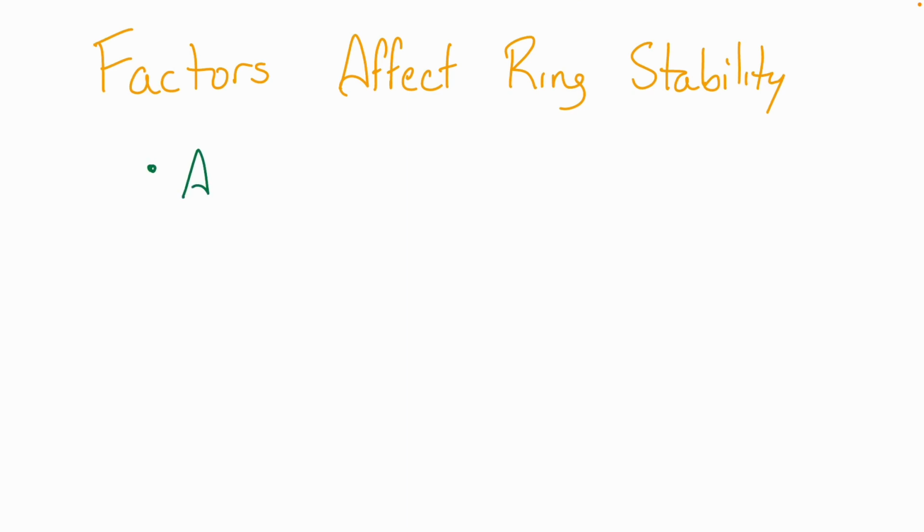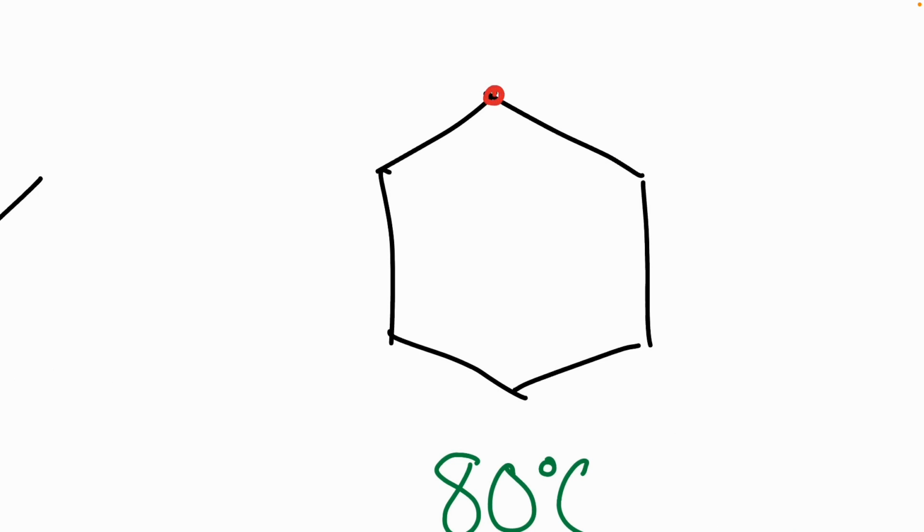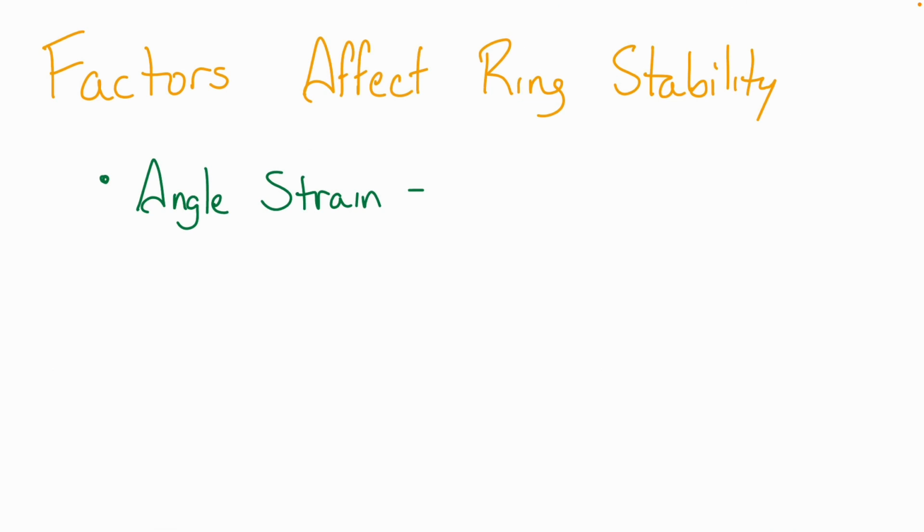The first one is what's called angle strain. All right, if we look at one of our rings here, what's the hybridization on this carbon here? It's got these 2 hydrogens sticking off of it. So what's the hybridization of that carbon? sp3.